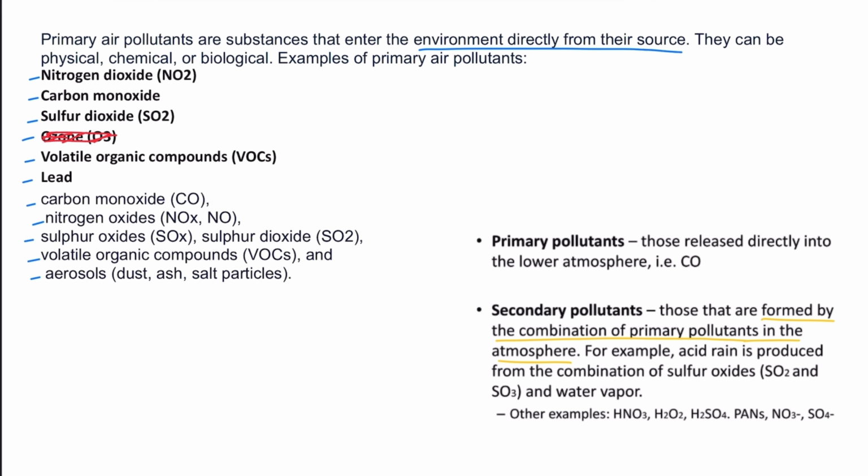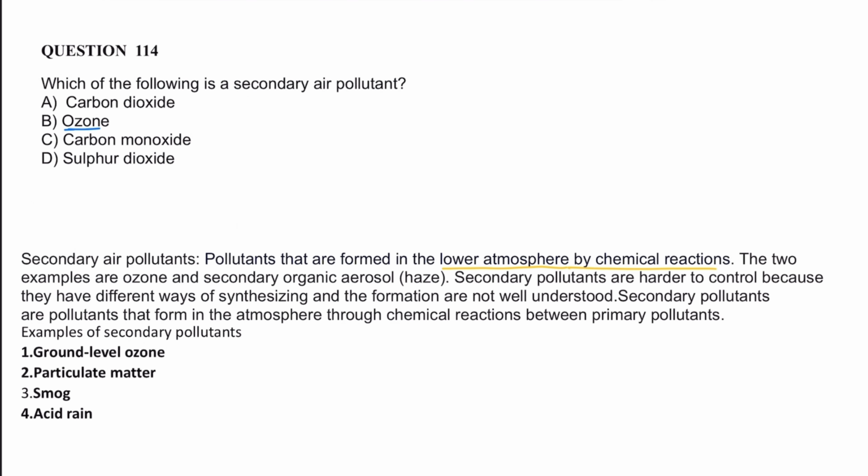Next is ozone. Ground level ozone is an example of a secondary air pollutant. Secondary air pollutants include ground level ozone, particulate matter, and smog. That is the example of London smog and acid rain. These are the examples of secondary air pollutants. They are formed with the help of primary air pollutants in the lower atmosphere. So the correct option is B.